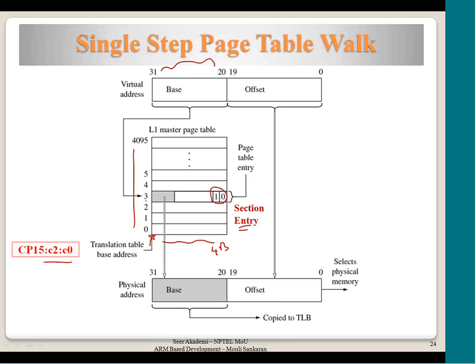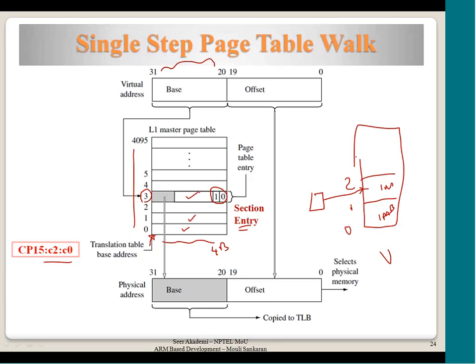That means this 1 MB space, what is this 3? 3 is the third 1 MB space in the virtual memory. First 1 MB, where it is pointing at is given by this entry. Another 1 MB, this is the virtual space. Where is it located, whether it is pointing to an L2 table, or directly a section entry, where it is located also will be mentioned here.